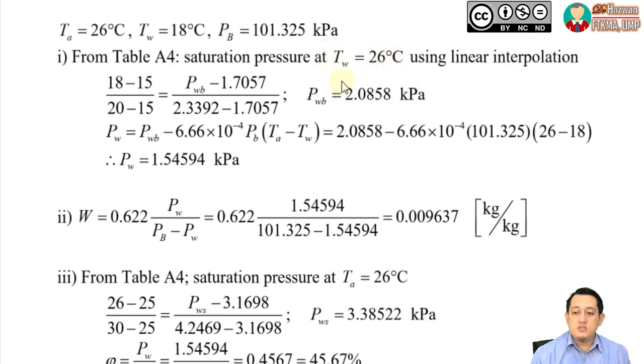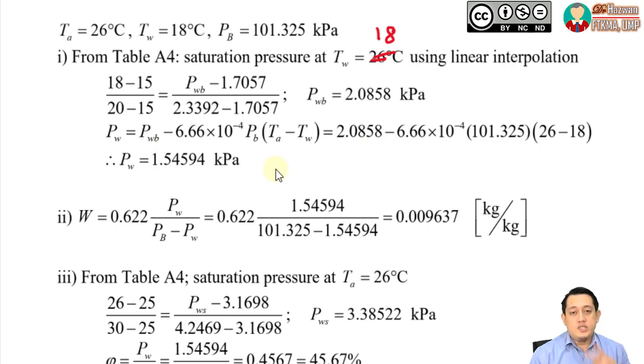Sorry, this one is supposed to be wet bulb, not 26. Sorry, my mistake. So wet bulb here is 18. So for 18 here, you use linear interpolation, then you can get PWB. Then you insert it into this equation, then you can find PW.